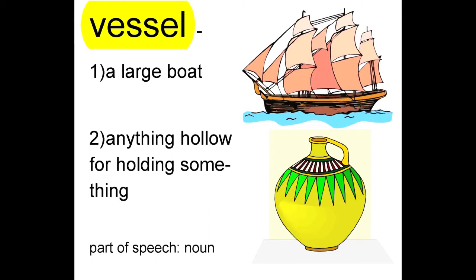Some words will have 2 different definitions, like this one. Vessel. The first definition of vessel is a large boat. The second definition is anything hollow for holding something. Part of speech for both definitions is noun, since both definitions of vessel are a person, place, or thing.